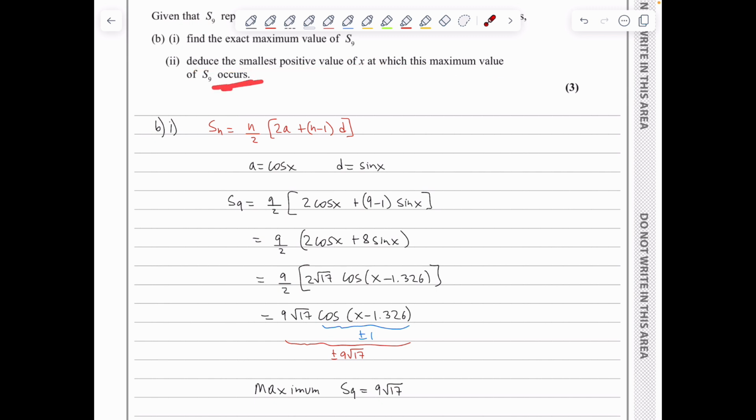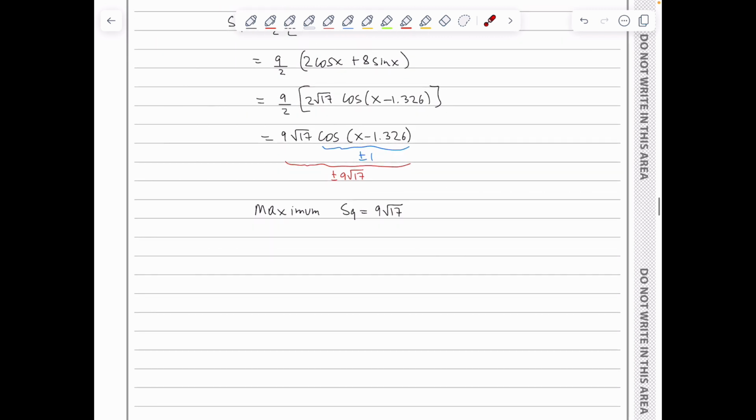In part II, we need to deduce the smallest positive value of x at which this maximum value of S9 occurs. So we can see that the maximum value is attained when essentially we've got cos of x minus 1.326 obtaining the value of 1. This simply means that x minus 1.326 is the inverse cos of 1. So x minus 1.326 is equal to 0, which means that x is 1.326.